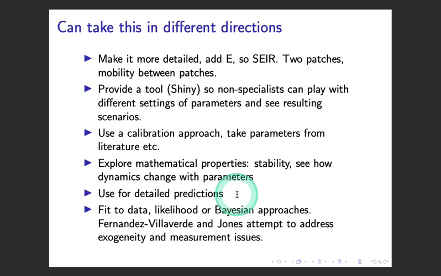You can use it for detailed predictions, and then of course either use a calibration approach or you can fit to data. Once there's more data, you can use likelihood or Bayesian approaches. Of course, the issue that economists will raise, and these are two growth economists, Charles Jones is a growth economist, and so they've attempted to address the exogeneity and measurement issues in particular. Measurement has been a key issue. How do you get the data on cases, etc.?